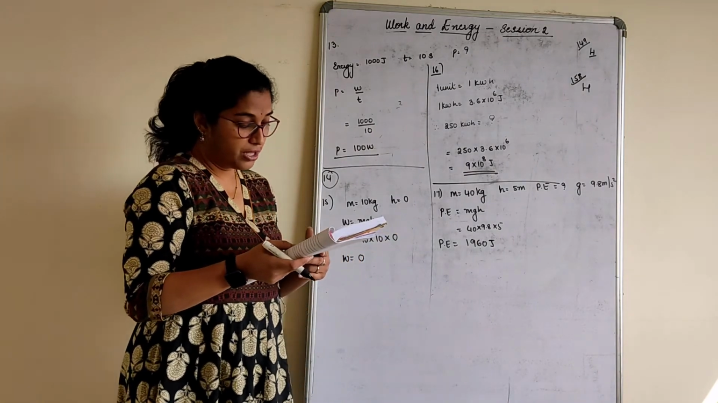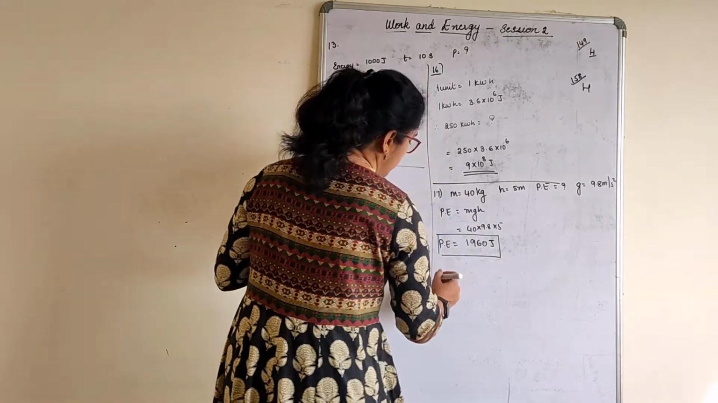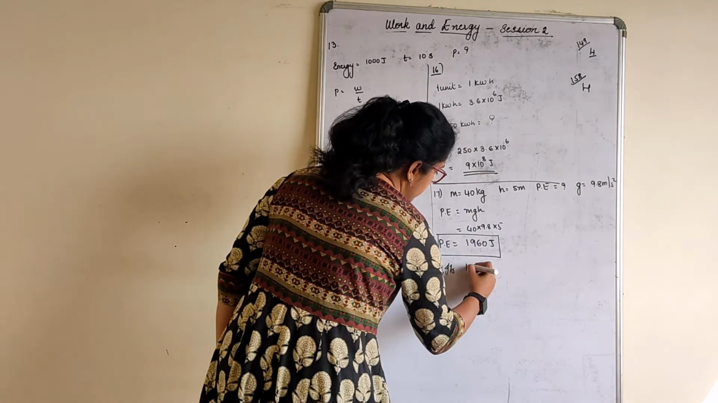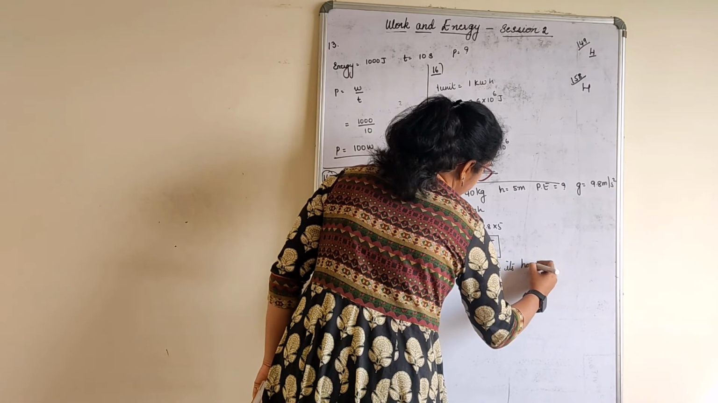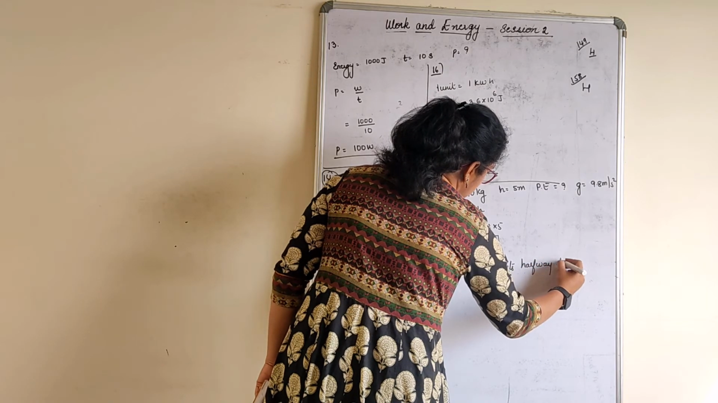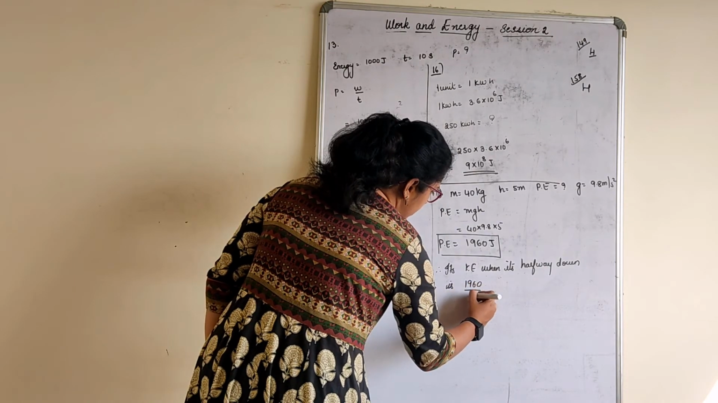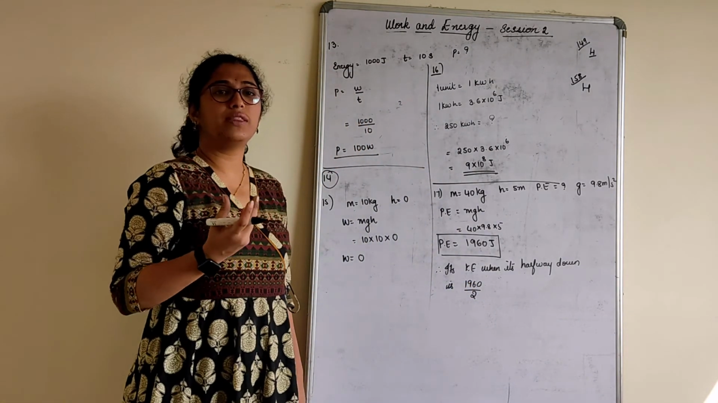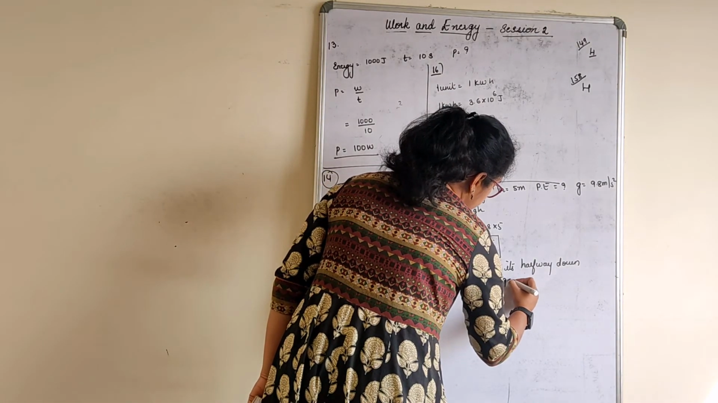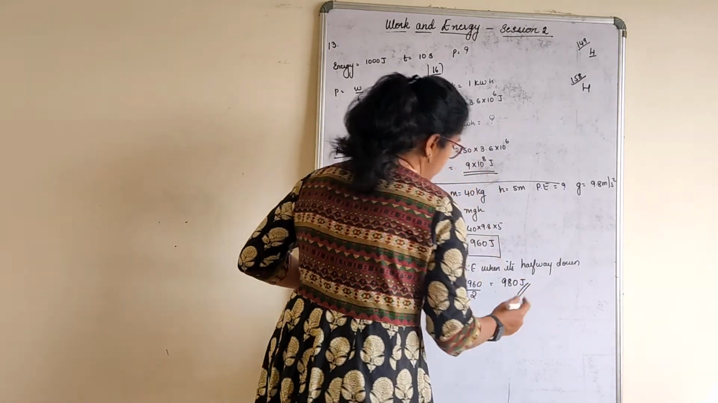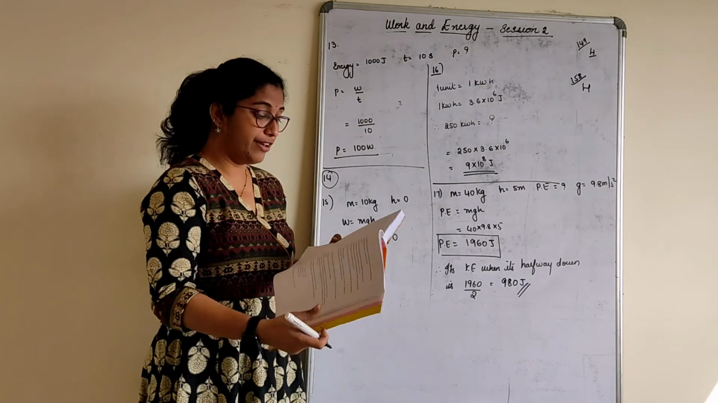Now what they have asked: what is its kinetic energy when it is halfway down? Therefore, its kinetic energy when it's halfway down is 1960, because anyhow it is work done only. Since it is coming down with that much energy, just divide it by 2. 2 9s are 18, 2 8s are 16. 980 joules is the kinetic energy when it is halfway down.